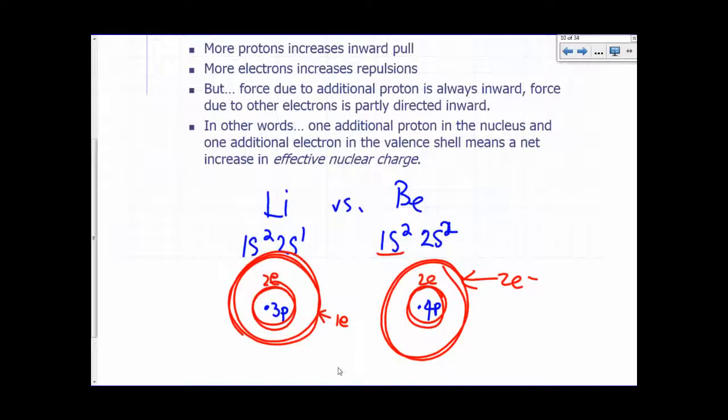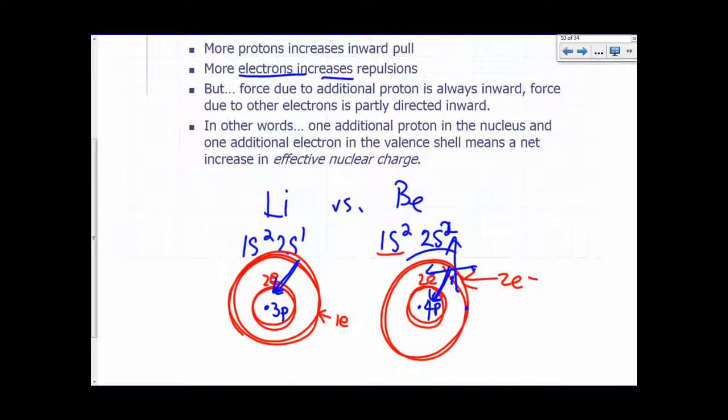So you would expect that the inward pull due to the protons will get stronger as you go from left to right. But there will also be more electron repulsion. Here you have an extra electron in the second shell that would repel that other electron. So that counteracts the effect of the 4 protons. But if you look at the direction of the force, the force due to the nucleus is always directed inward, whereas the force due to the other electron is not always directed inward. If you have an electron here and an electron there, the repulsion would actually tend to push it outward. But if the other electron happens to be here, it could push it a little inward.